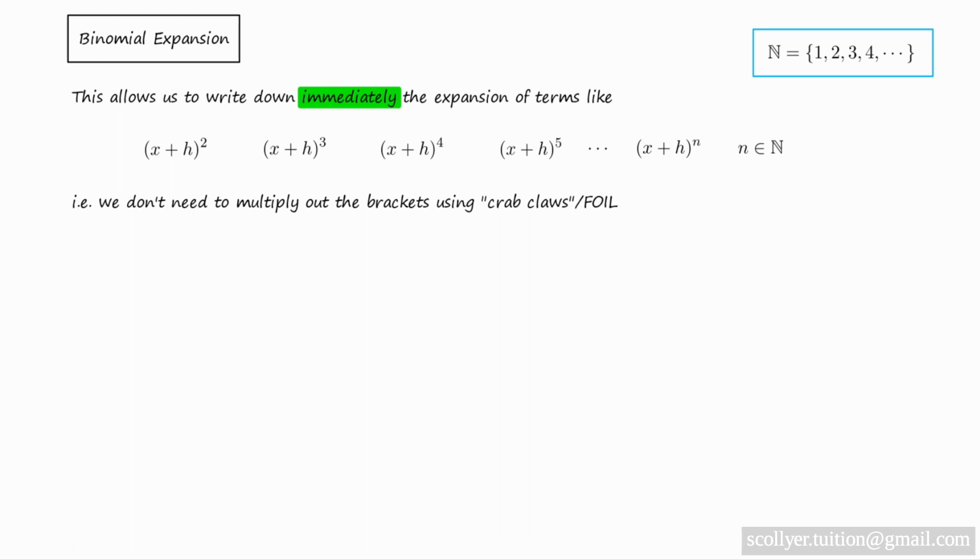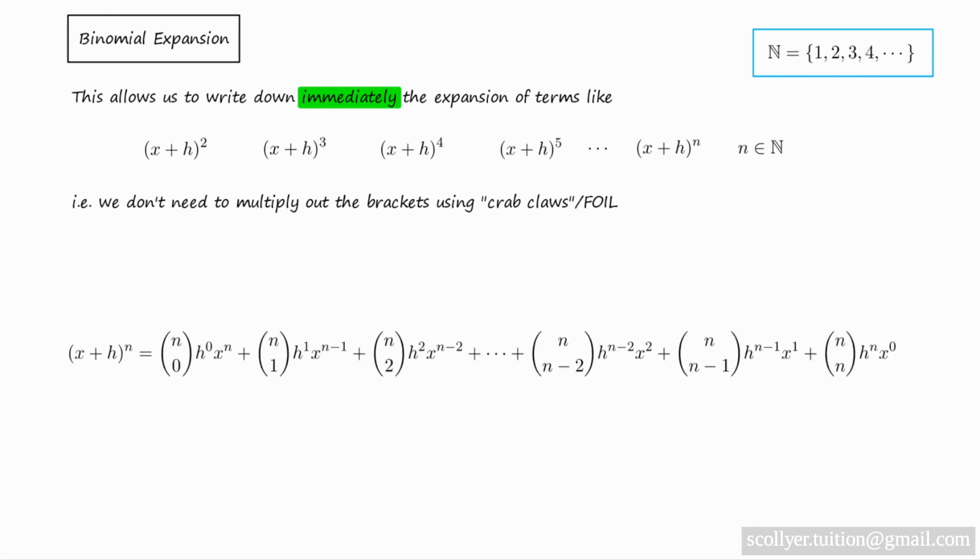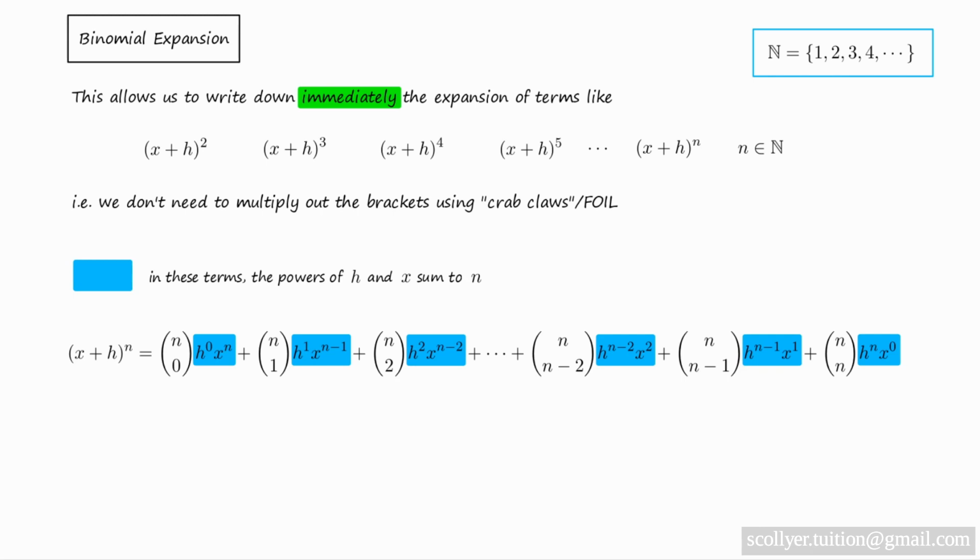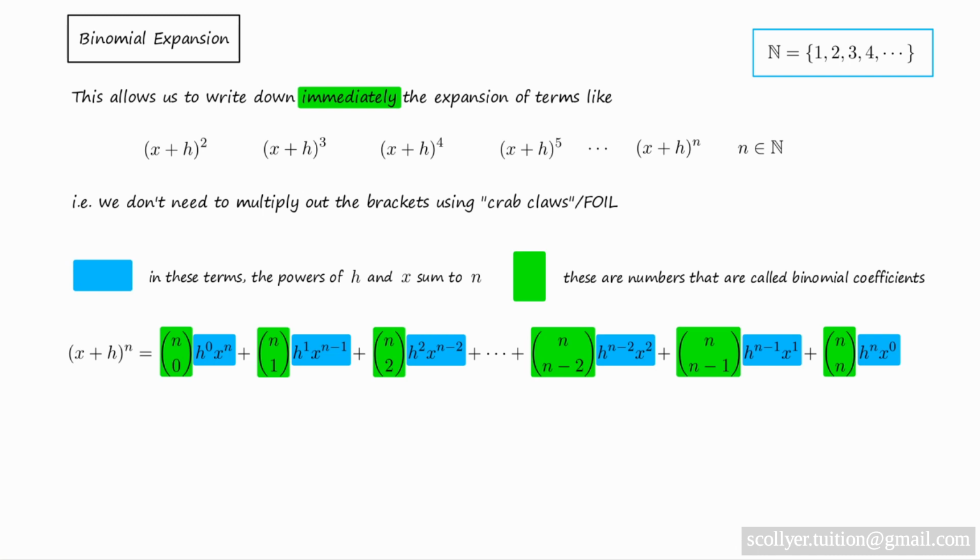And the binomial expansion tells us that x plus h to the n is this long and complex expression shown here. The terms in the blue boxes comprise products of powers of h and x. And you should note that the powers of h and x always add to n. The expressions in the green boxes are numbers, and in fact they are numbers called binomial coefficients.